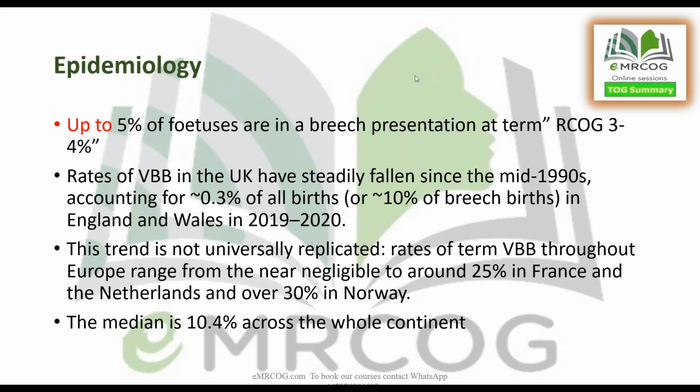However, in Europe, this is not the same. In France, for example, they have found that the rate is 25%. In the Netherlands and Norway, it's over 30%. Okay, in Norway, it's more than 30. So why do those countries have more cases of vaginal breech and we don't?